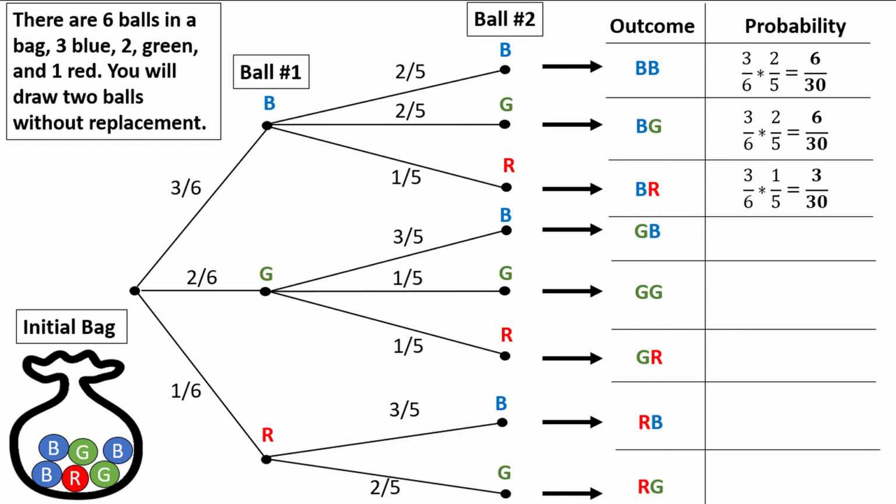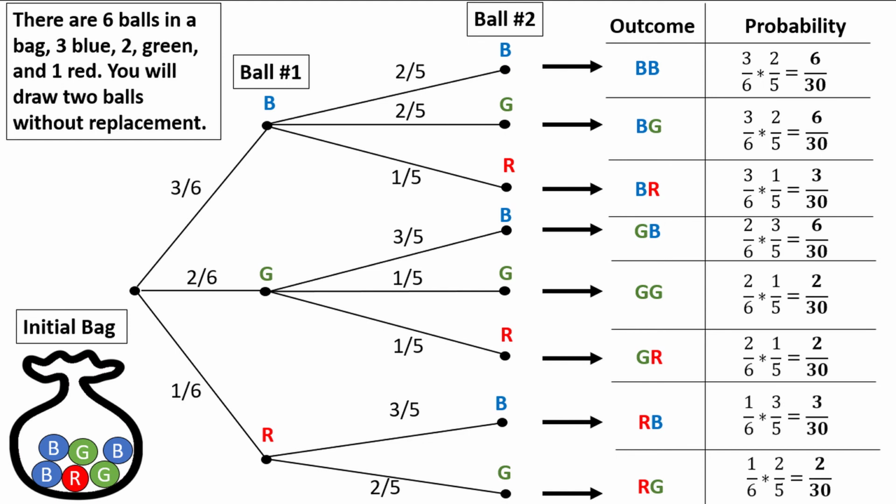Alright, I'm going to give you a minute to pause the video and see if you can come up with the 5 remaining probabilities. Okay, we are back with the last 5 probabilities. Simply grab the probabilities from the branches and multiply them together. Also note that all of these numbers should add up to 1. I'll let you verify that one on your own.